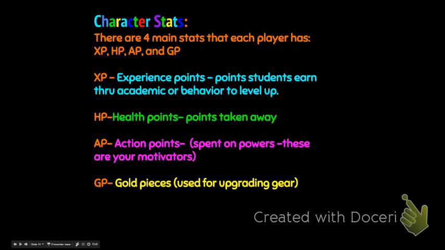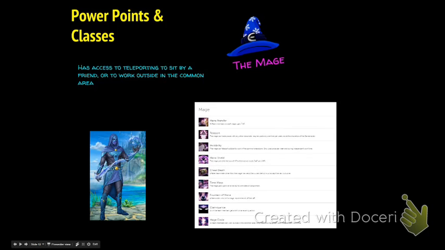This is how they level up. This is how they will get their points taken away, their health points. When they level up, they will keep earning action points, which are their motivating factor. They're what they can spend in class to gain specific privileges. And then GP is gold pieces. My students like to call them gear points, and it helps them to get new gear for their avatar, new gear and pets and things like that.